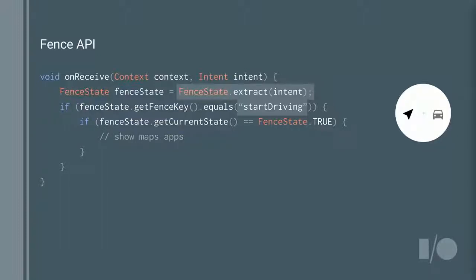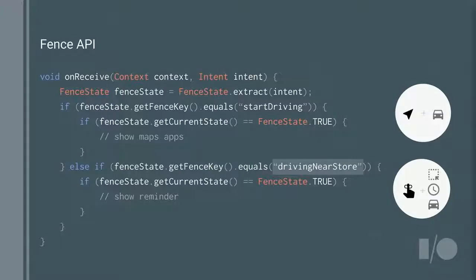And now for the first condition, if you know that the key that you would pass in this case, start driving, is true, then based on the condition of the state, you can show the Maps app in the in-car mode. And for the second one, you can also key off for that one, which is driving near store, check the state of the fence, and then show the reminder. So this is our fence API, and it allows you to react when the user is in very specific contextual conditions that you specify.